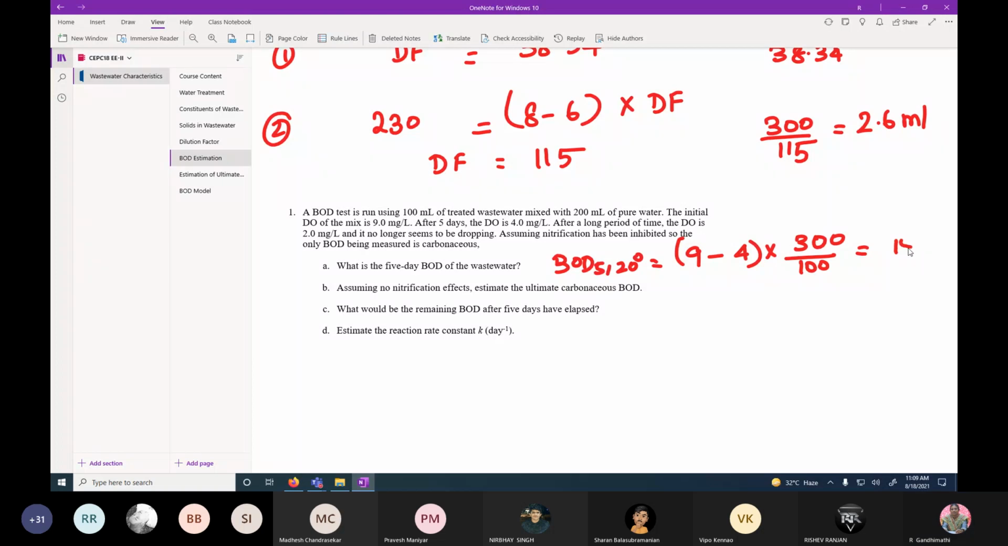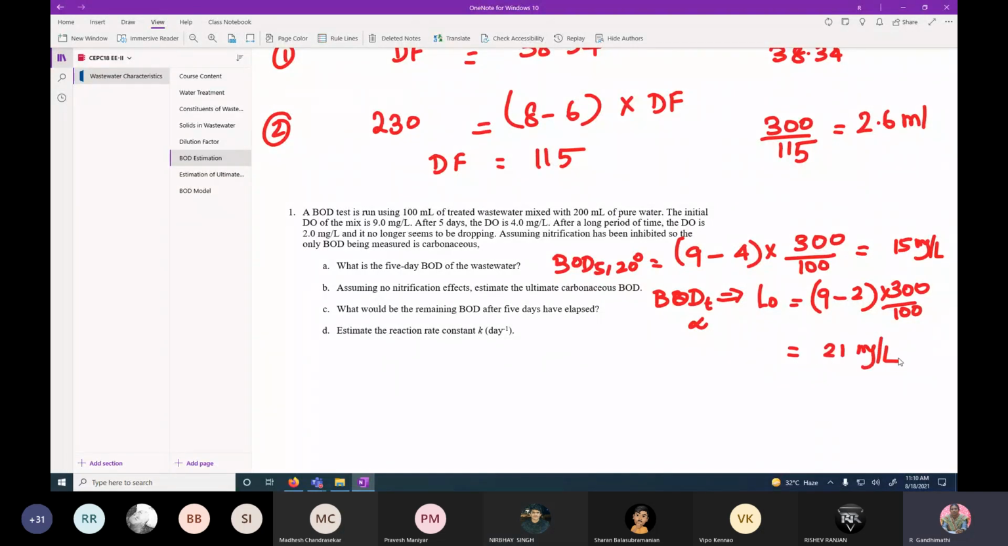Then for ultimate BOD, because after a long period, they have mentioned that word, the value corresponding to this long period of time is the ultimate BOD. For ultimate BOD, BOD t corresponding to infinite time is L0, equal to 9 minus 2 into 300 divided by 100. What is the answer? 21 milligram per liter.